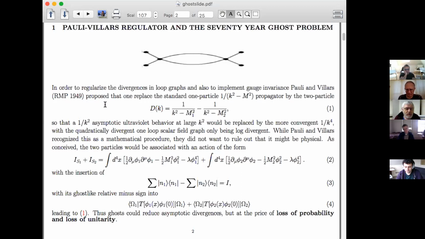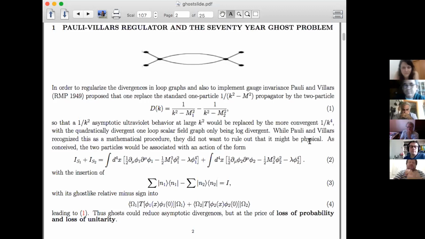Now, if you read their original 1949 paper, they said it is a mathematical procedure, but they did not want to rule out the possibility that it might be physical. And we'll see that in fact it can be physical. And that's basically the point of the talk.